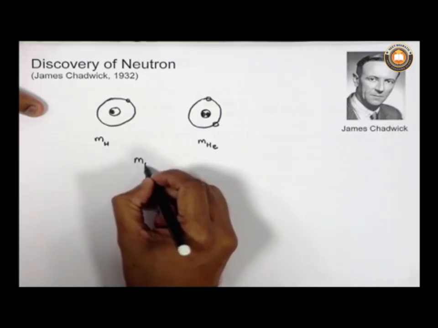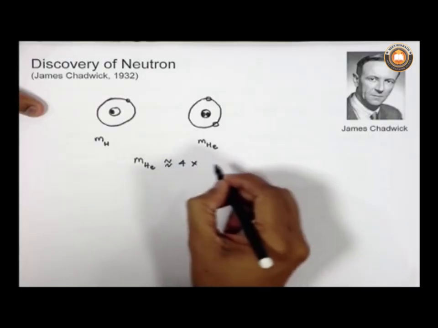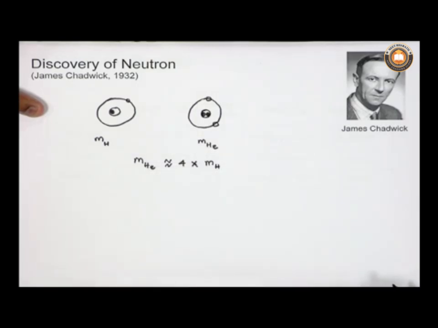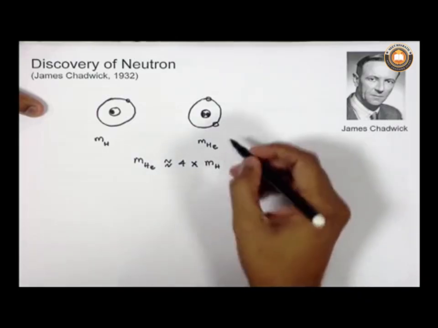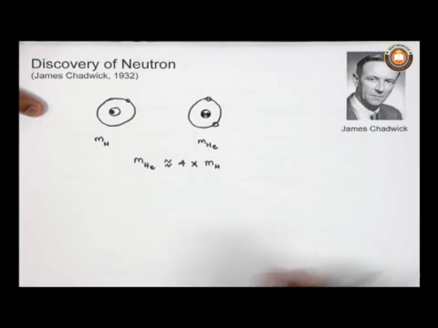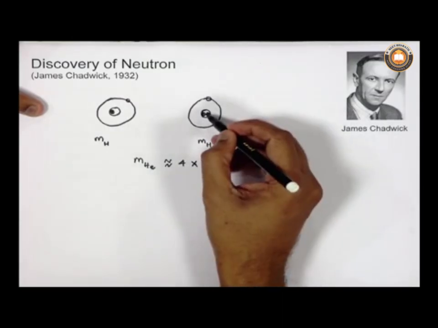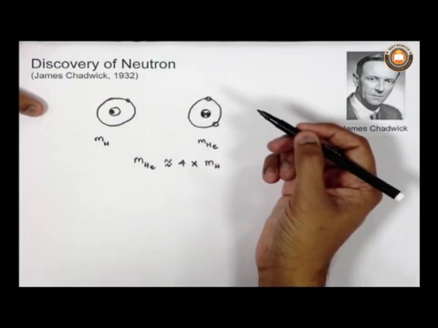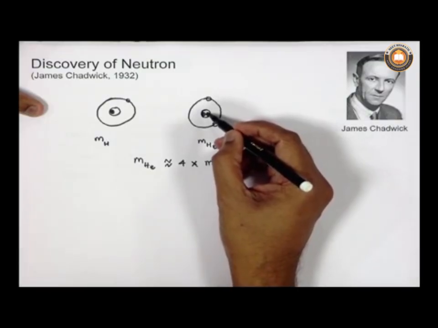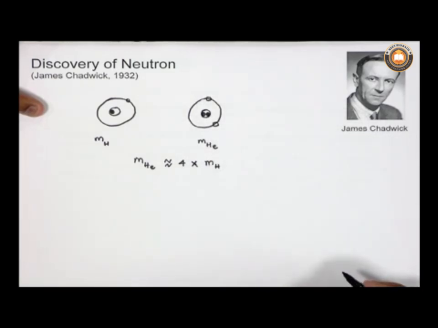However, the experiments showed that mass of helium atom is close to 4 times the mass of hydrogen atom. That was surprising. Why should that happen? How is helium getting more mass? Where from is it getting more mass? This is one question. The other question is that if you look at the nucleus, now the helium nucleus has 2 protons, they both are positively charged particles. So, why are they not repelling away from each other? Why is helium nucleus still stable? They should simply go away from each other. This could not be explained from Rutherford's model.